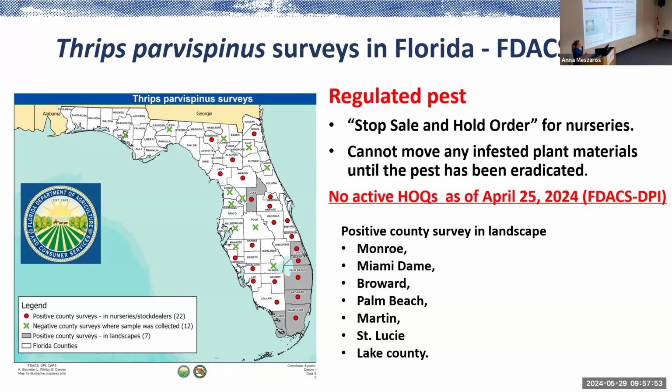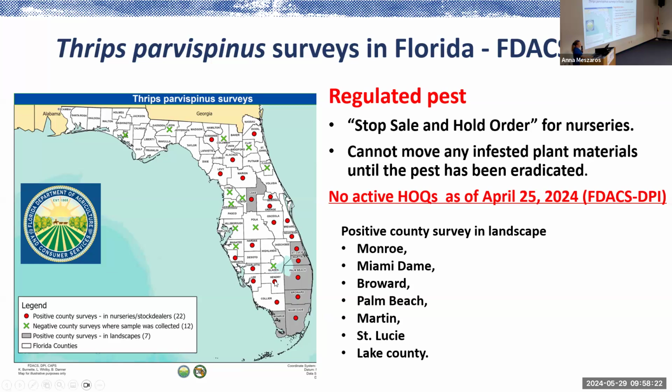Because to prevent further spread, FDACS DPI implemented a quarantine. So what does it mean? That under this regulation, nurseries found with Thrips parvispinus are placed under a stop sale and hold order. Nurseries could not, and still cannot, move any infested plant materials until the pest has been eradicated. And the good news is that as of April 26, 2025, we had no active quarantine.